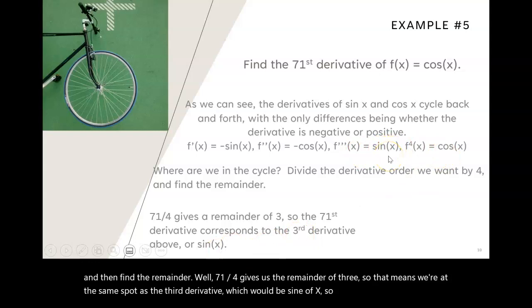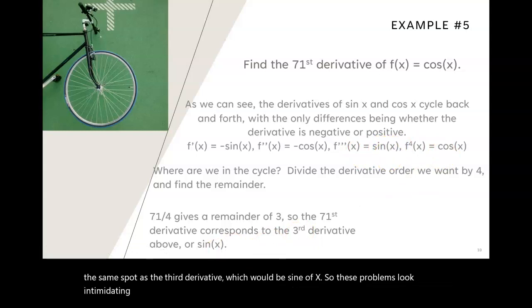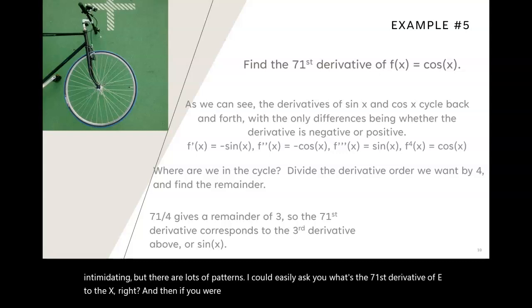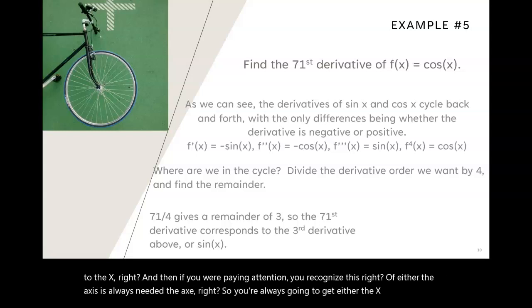So these problems look intimidating, but there are lots of patterns. I could easily ask you what's the 71st derivative of e to the x. And if you were paying attention, you recognize the derivative of e to the x is always e to the x. So you're always going to get e to the x, no matter which derivative I ask you to find.